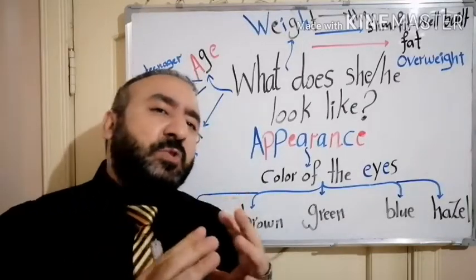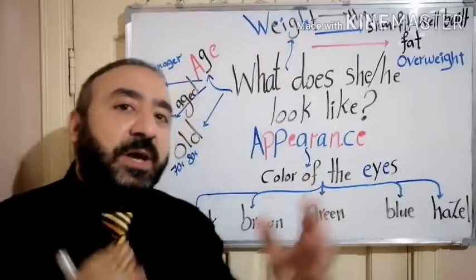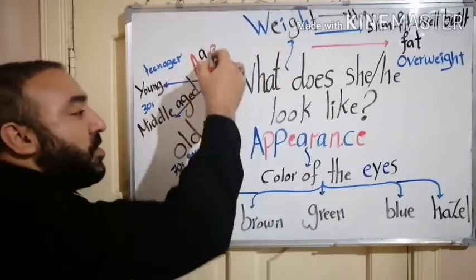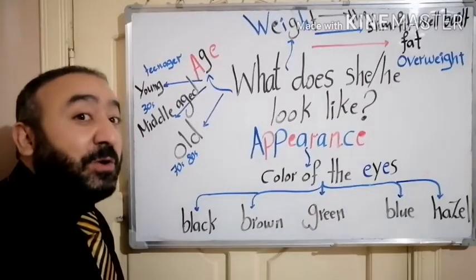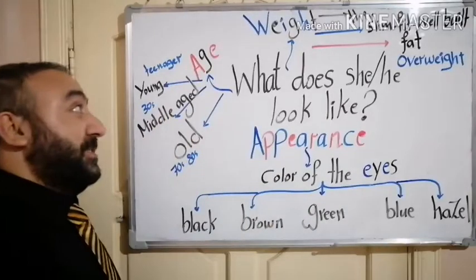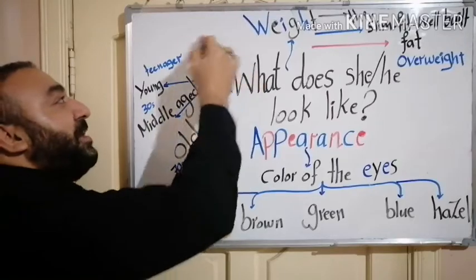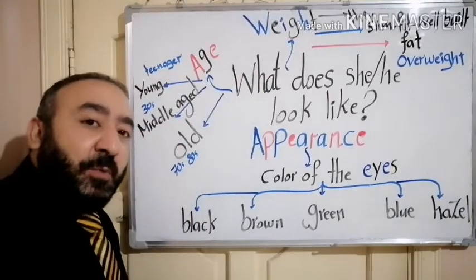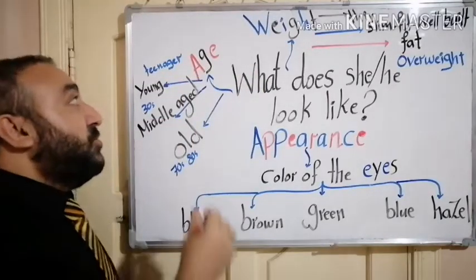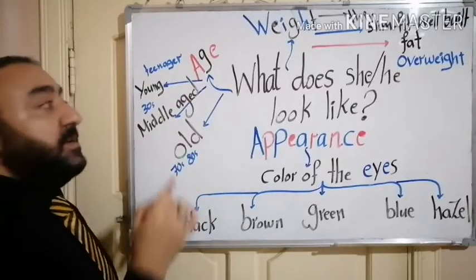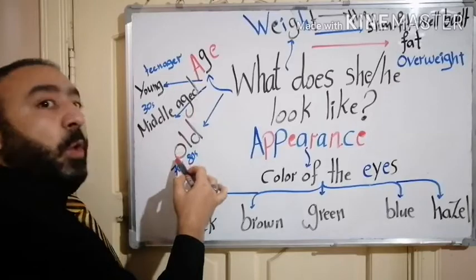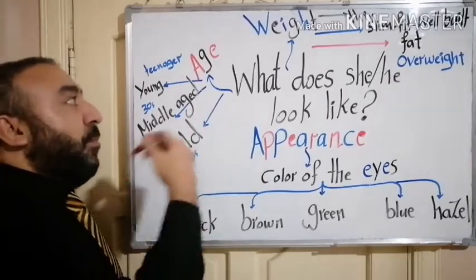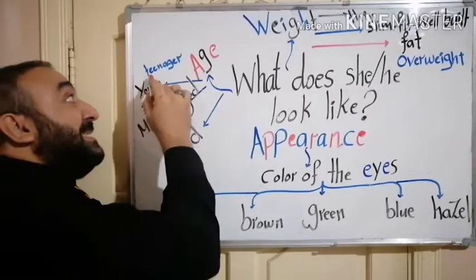Now, when you want to describe someone, you should remember a couple of ideas. Today, we're going to finish 3 points, and in the upcoming episode, we are going to finish the last 2 points. Number 1 point is age. And when you want to describe someone's age, you must remember these 3 adjectives. Number 1, young, middle-aged, or old.